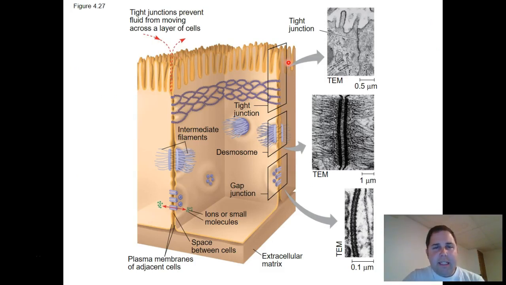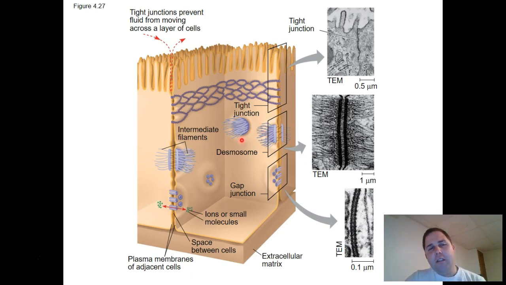And so you can see here, these are epithelial cells. Tight junctions actually link cells together really tightly, preventing fluid from moving across these layers of cells. So this, for example, is why when you stick your hand in water, all of the water doesn't flow through to the inside of your body. These tight junctions sort of hold things together.